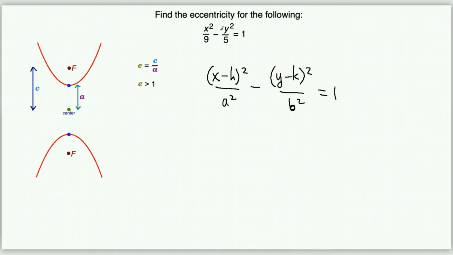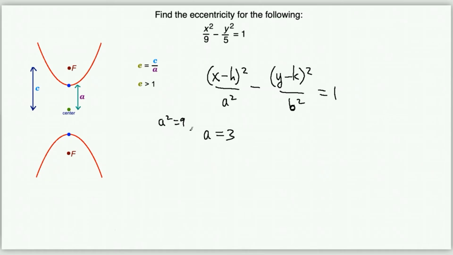So by that observation, a squared must be this one and not 5, because of the positive coefficient. The positive coefficient takes the a squared underneath it, whatever it's going to be. So a squared is equal to 9, so a is going to be 3, because you take the square root of 9.